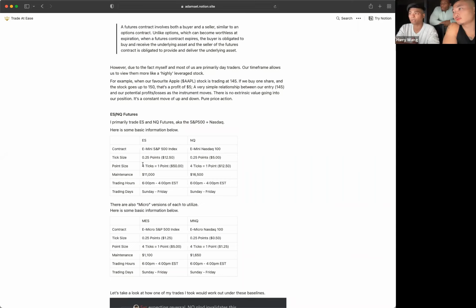For the NQ, the E-mini NASDAQ 100, again, it's the same setup. There are 4 ticks per point. Each point is valued at $20 and each tick is valued at $5. The maintenance fee is larger because it's a more volatile instrument, starting at $16,500. Same trading hours and same trading days.